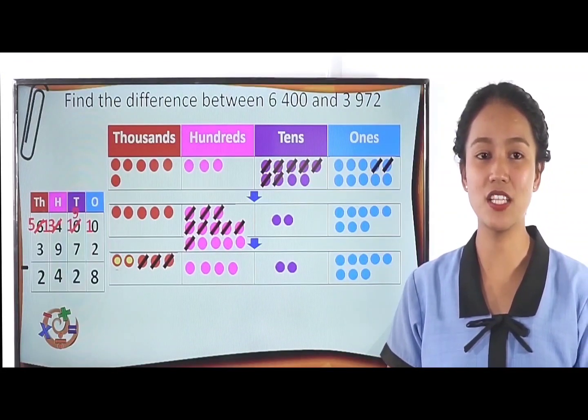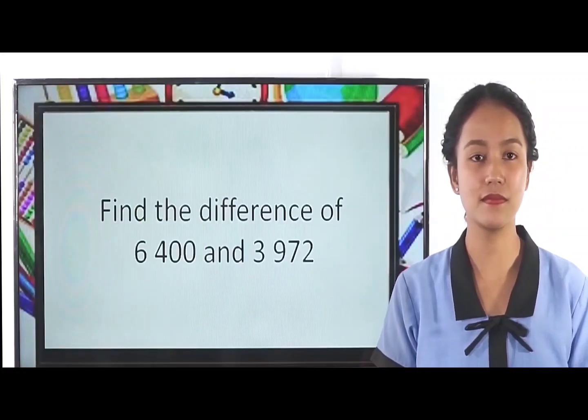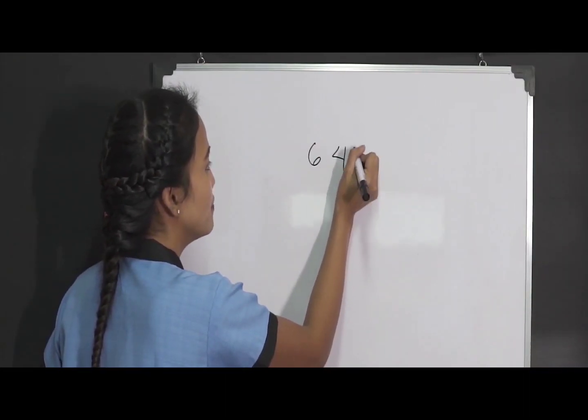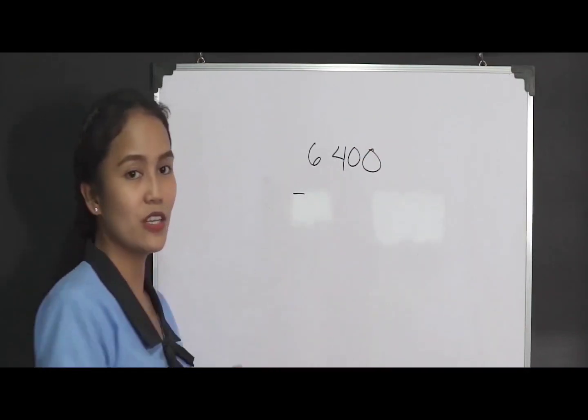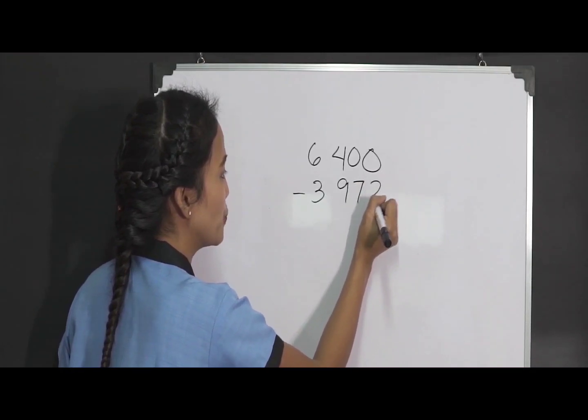Now, let us solve this using abstract representation. Let's write it in vertical form. Again, remember this. If we write it in vertical form, the digits in the minuend and the subtrahend must be aligned according to their place values. 6,400 minus 3,972.